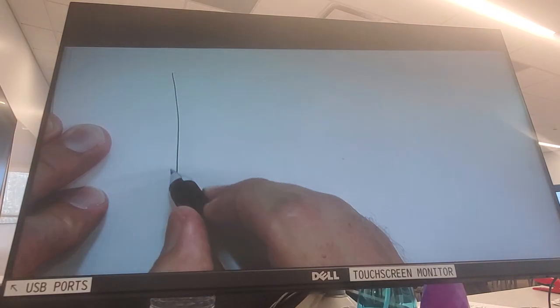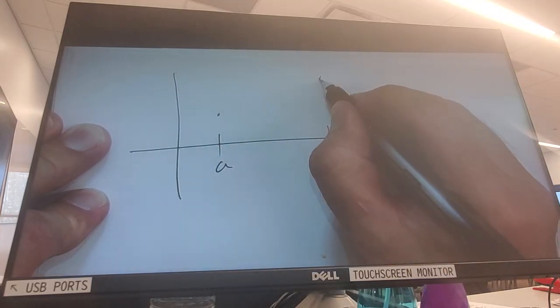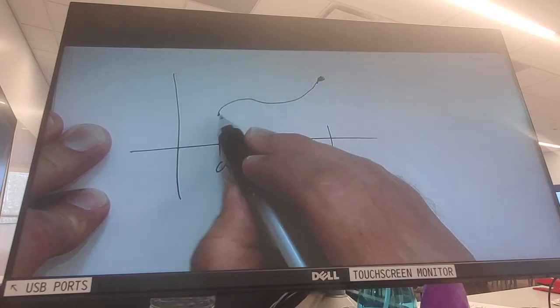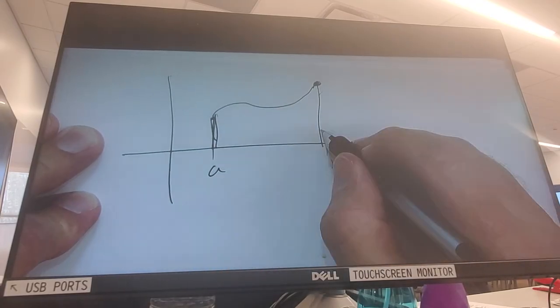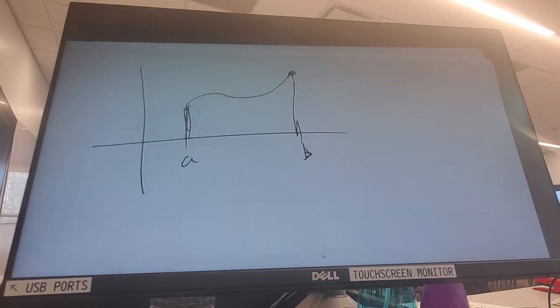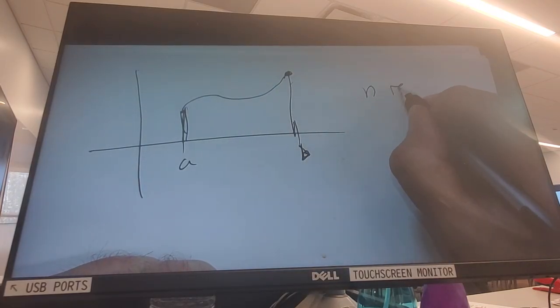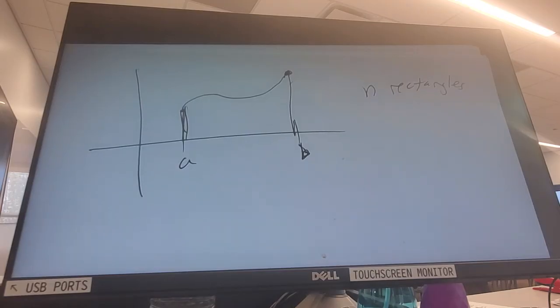So here's how this works. Let me lay down some ground rules. Let me redraw this little picture. I'm not sure if it looks the same, probably doesn't. Okay. So let me ask you guys, coming back to what we were doing earlier, let's say I use n rectangles. Could you figure out how wide each rectangle would have to be to cover that region with rectangles?